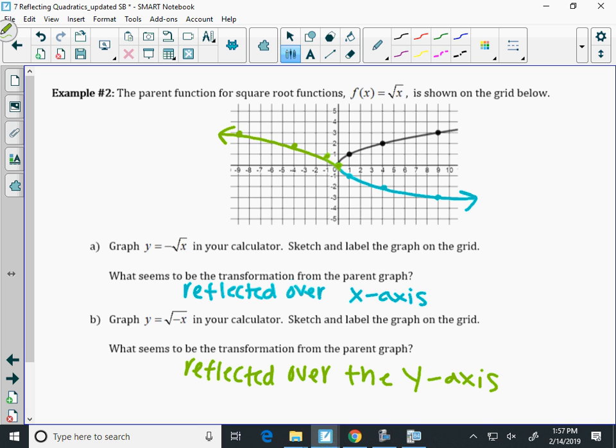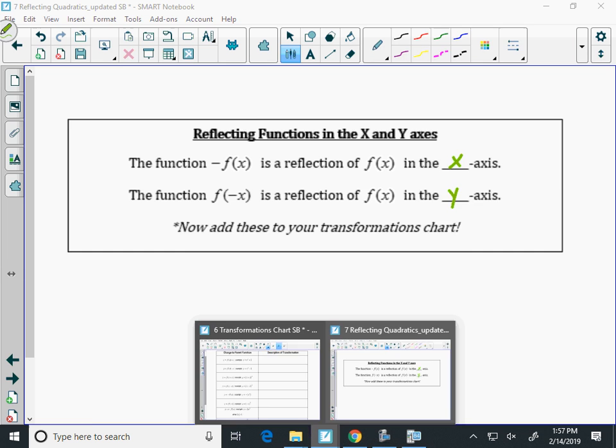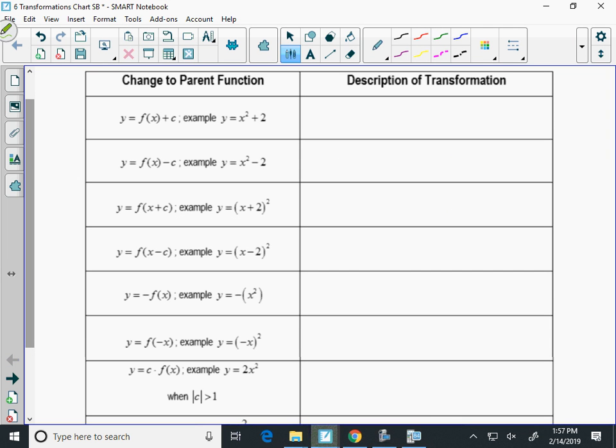So you maybe have noticed what happens depending on where the negative is in a function. When the negative is on the outside of the parentheses, there's a reflection over which axis? The x-axis. When the negative is on the inside of parentheses with the x, there's a reflection over the y-axis. So we could now fill this in our transformation chart. We filled in the first 4 in the last lesson. Now we can fill in these two.